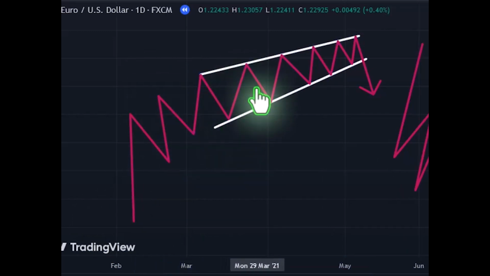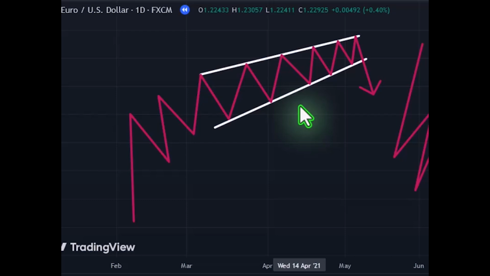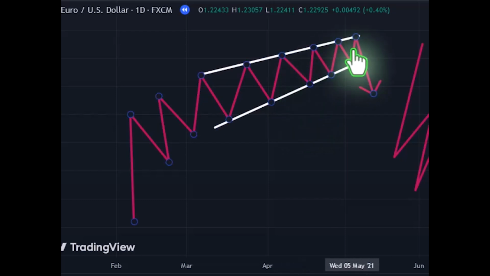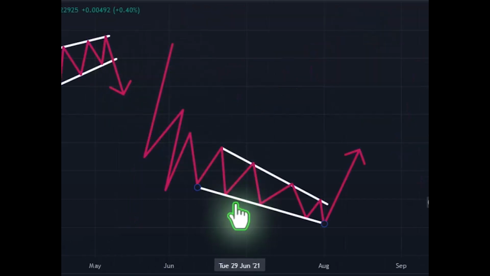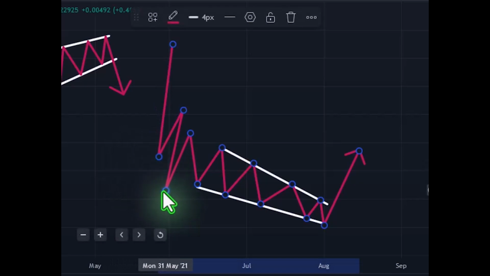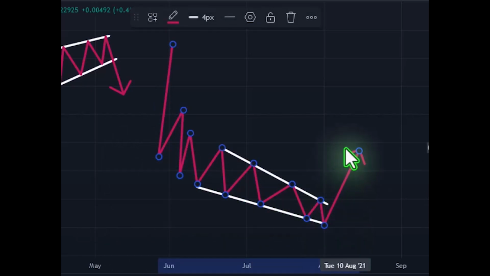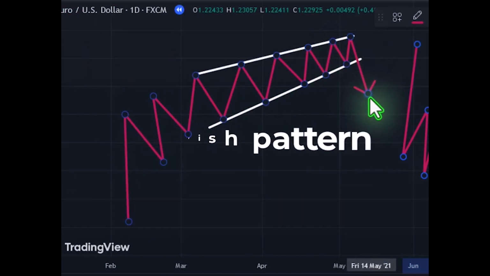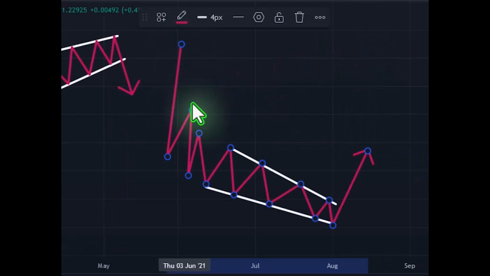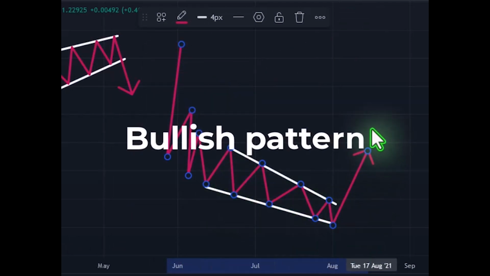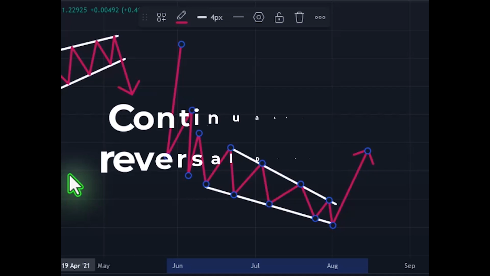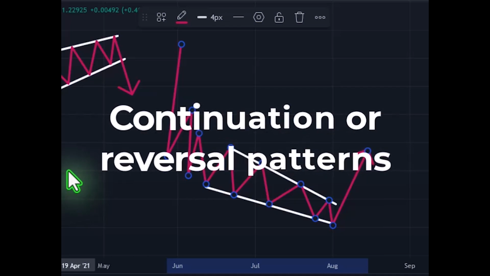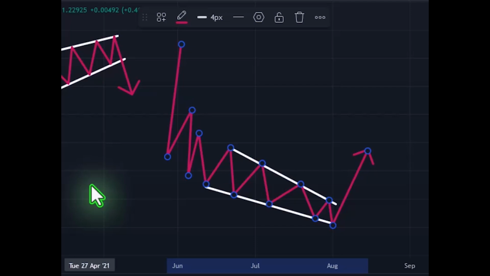When it occurs this way, it shows that the momentum is dying, and when we have something like this, we should be looking for a breakout to the downside. And when we have it such as this, the same thing occurs. We should be looking for a breakout to the upside, because a rising wedge is a bearish pattern and a falling wedge is a bullish pattern. So a wedge can either be a continuation or a reversal pattern. So quickly, let us go into a live chart so that I can show you a real example.